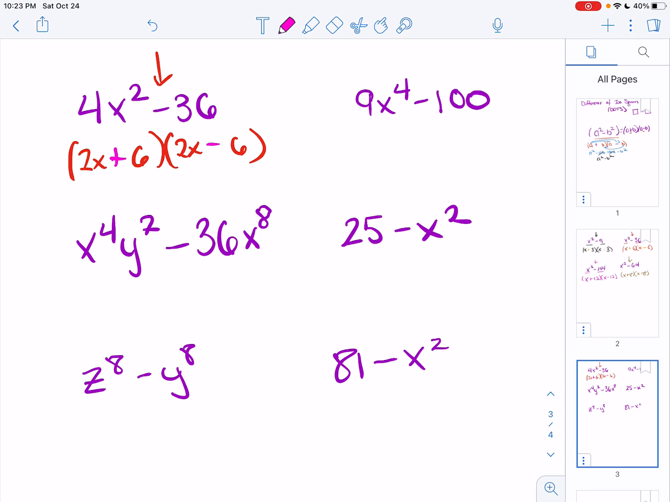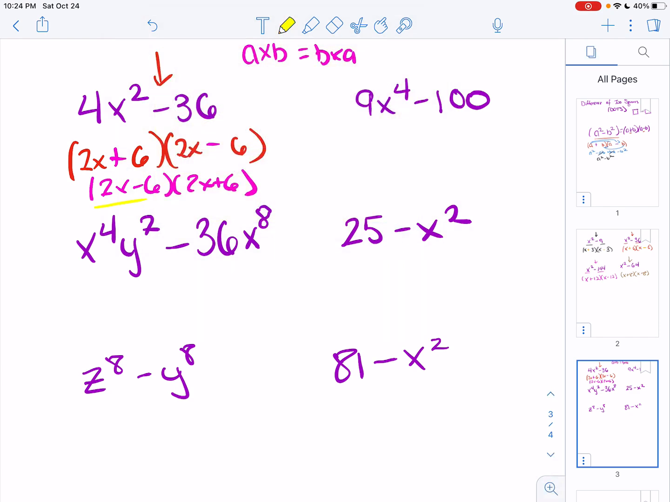Also, a lot of times people ask me if it's okay to write it like this: 2x minus 6, 2x plus 6. Is that correct? Well, the answer is yes, that is correct. The reason why is the commutative property of multiplication. If you remember, a times b is the exact same thing as b times a.